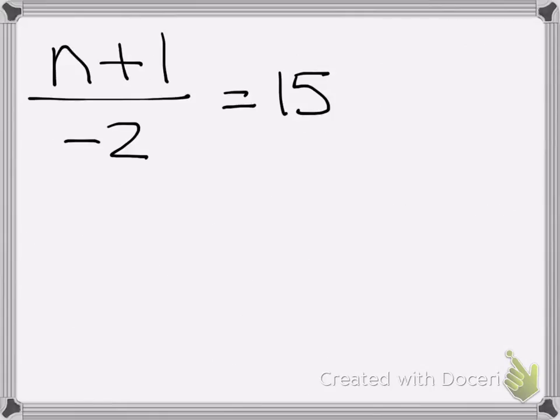Now we're going to solve this equation. Here you have n plus 1. Well, n plus 1 is together as the numerator. So whenever I have the variable as the numerator, I want to cancel out what's with the denominator first. So n plus 1 divided by negative 2 is what this says. If I'm going to cancel out the negative 2, I need to multiply by negative 2.